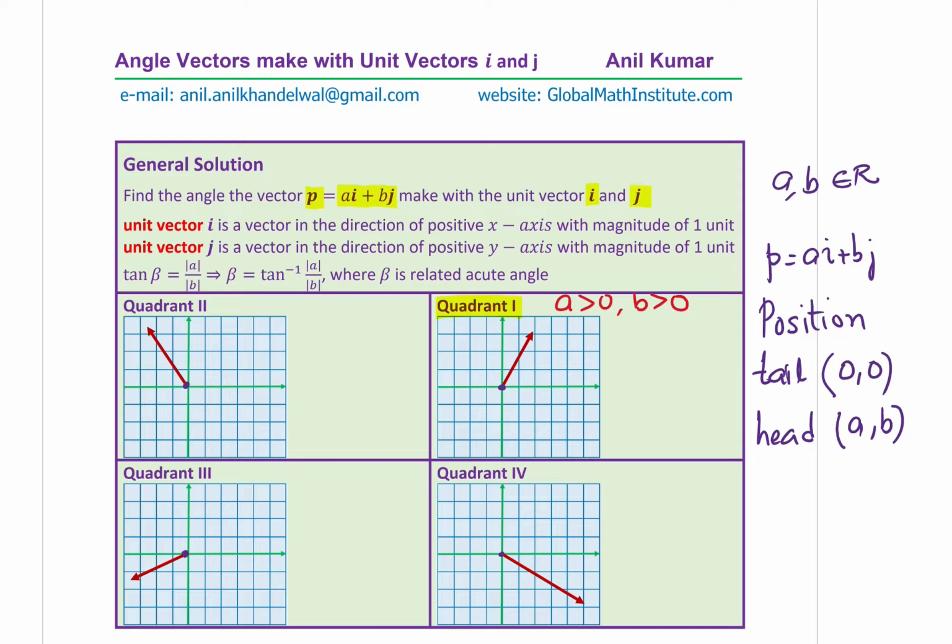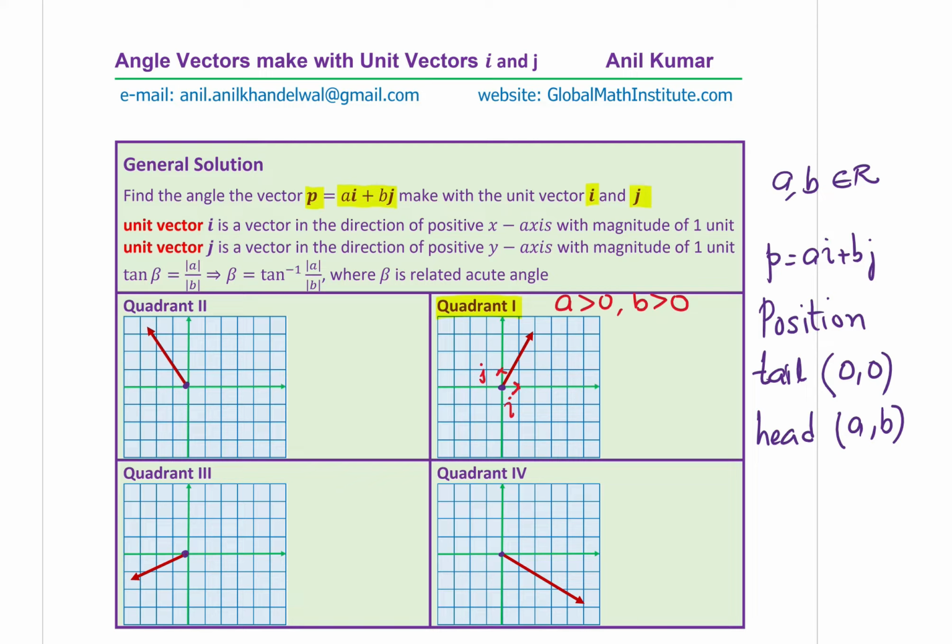Both are positive. So we have a vector in quadrant 1. Now, how do we find the angle which the vector makes with the x-axis, which is the unit vector i? Here this is going to be the unit vector i, and that is going to be the unit vector j. Let's see how we figure out the angle which this vector makes with the x-axis.